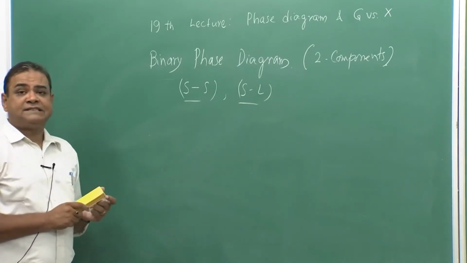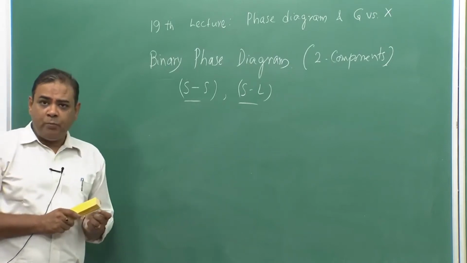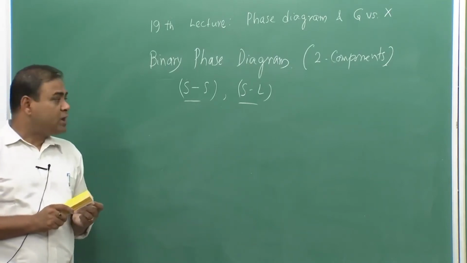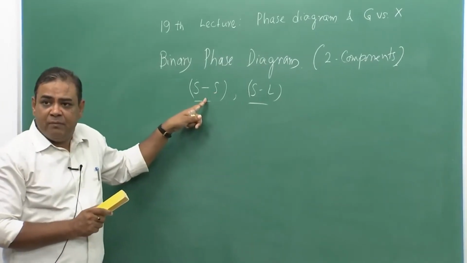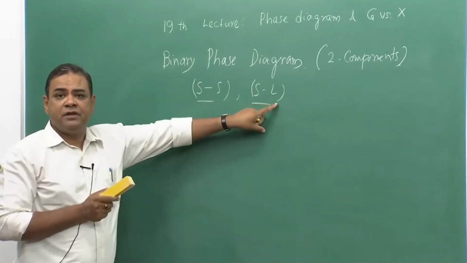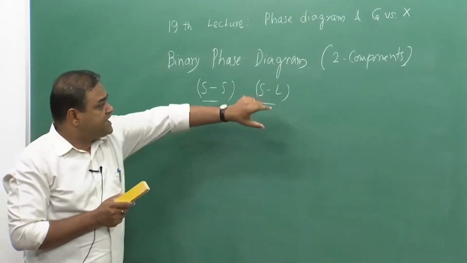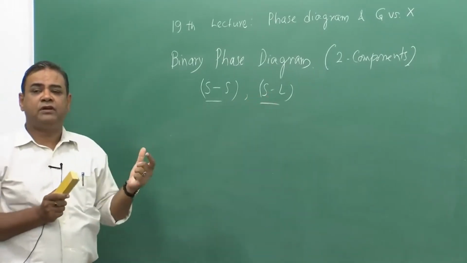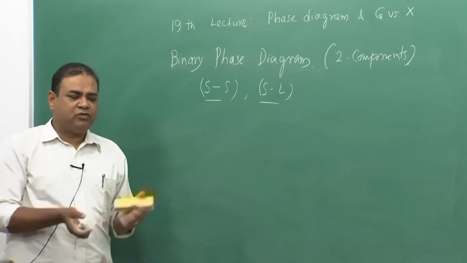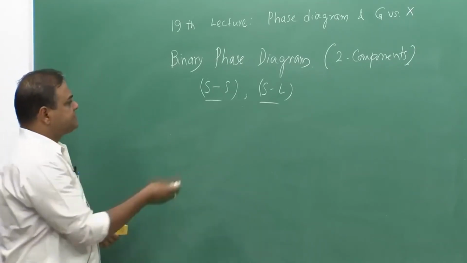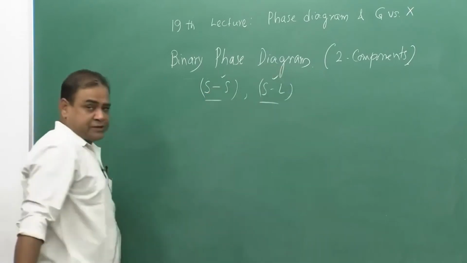But in case of, let us say, aluminum copper, there also we will be looking at the solid solid situation, but that particular phase diagram will be of one particular type, which is called the eutectic phase diagram. So, we will come to that. So, let us consider these 2 situations.